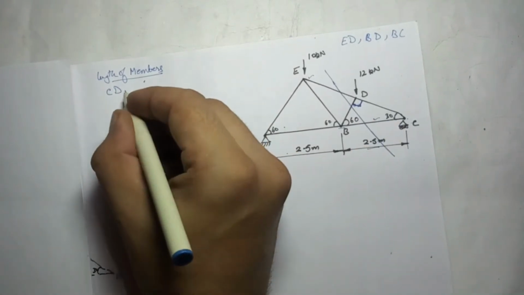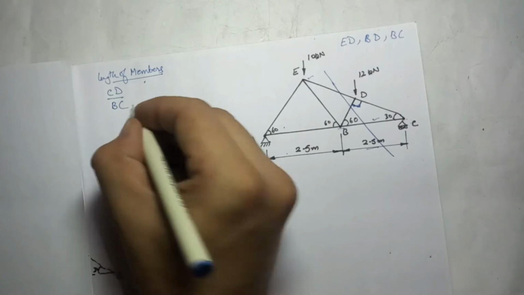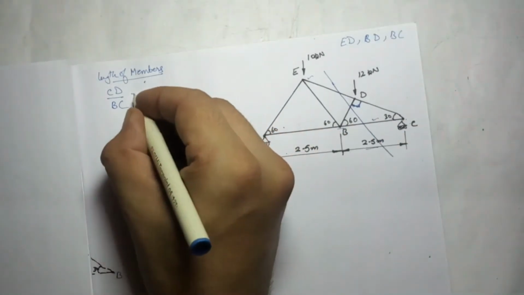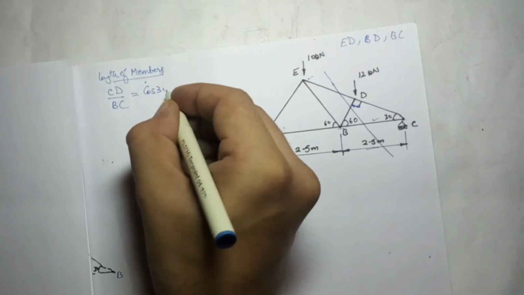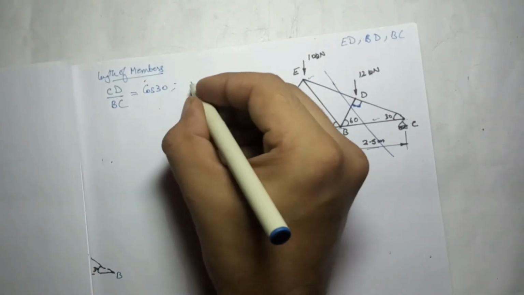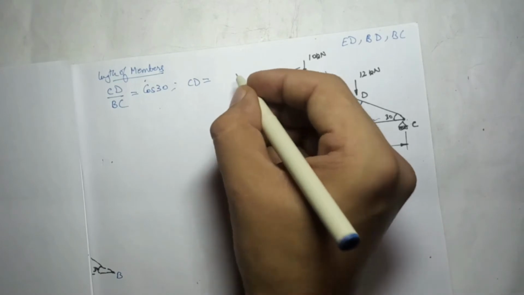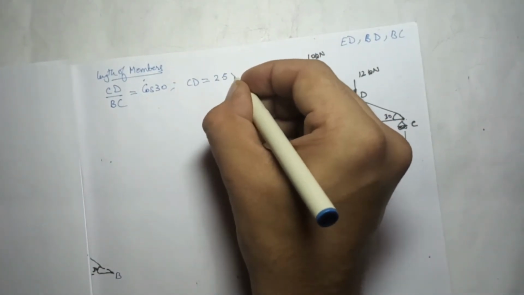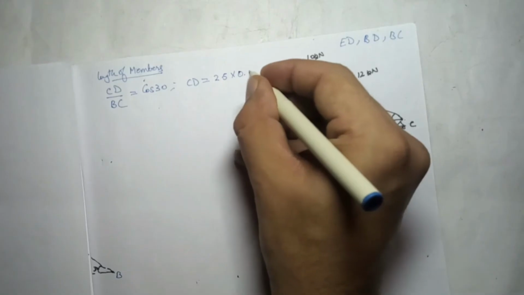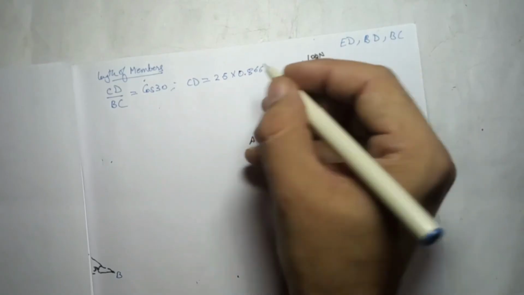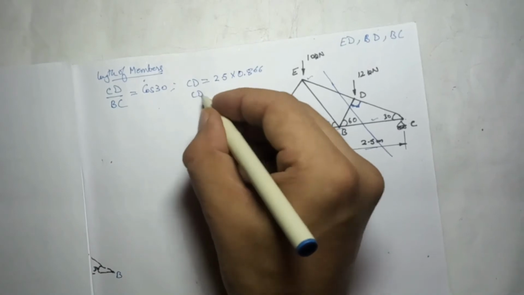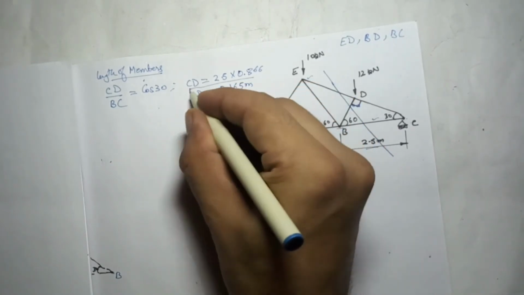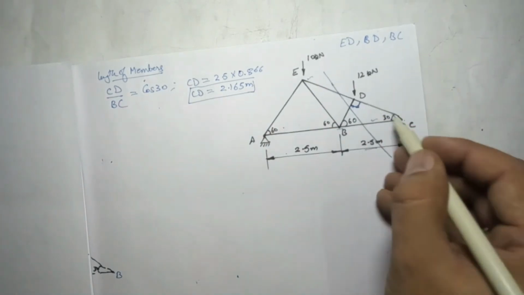So CD upon BC, this is hypotenuse, so it will be equal to cos 30, and I can say CD is equal to BC into cos 30. BC we know 2.5, so I can directly say 2.5 into cos 30, that is 0.866. So when you calculate, CD we are getting is equal to 2.165 meters. So this is the value of CD, this part, right?